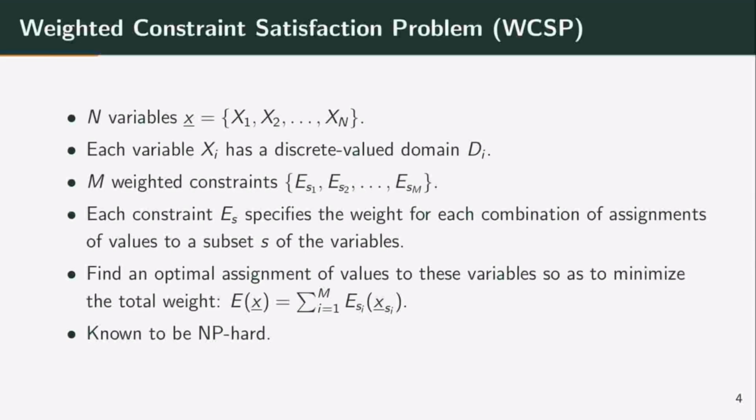Formally, a weighted CSP is defined by n variables, and each variable has a discrete value domain from which it can take a value. It also has m weighted constraints. Each constraint specifies the weight for each combination of assignments of values to a subset S of the variables. The problem is to find optimal assignment values such that the total weight is minimized. The total weight is simply the summation of all weights in individual constraints. Since it is a generalization of the CSP, it is naturally NP-hard.